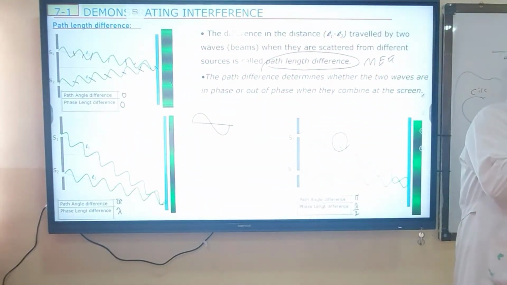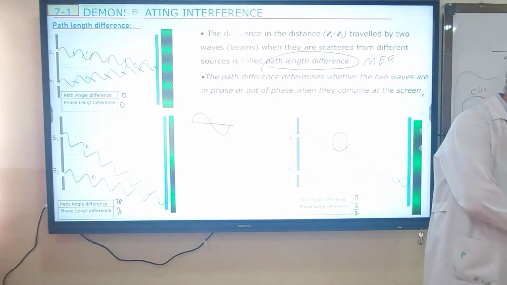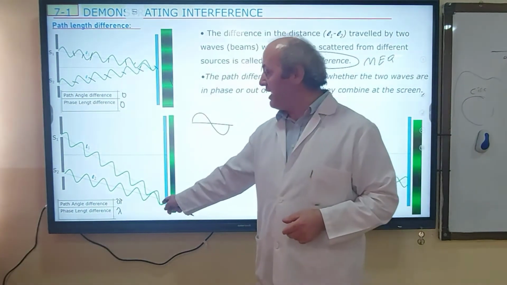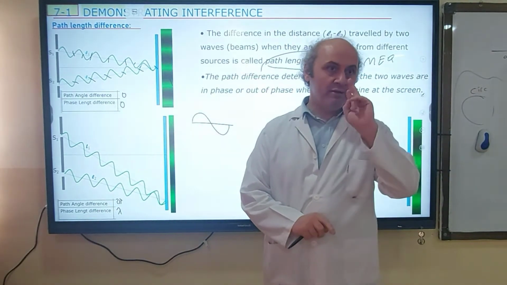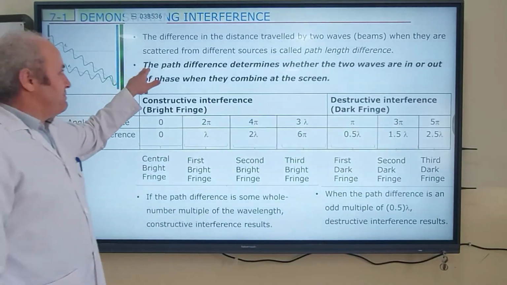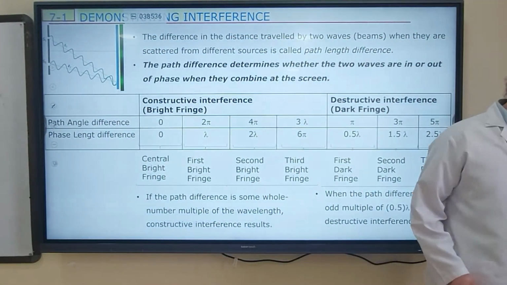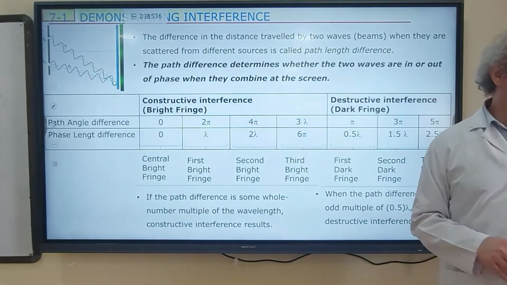For the central bright fringe, path length difference is 0. Phase angle difference is also 0. For the first bright fringe, path length difference is lambda. Phase angle difference is 2 pi. Yes, path length difference determines whether two waves are in or out of phase when they combine at the screen.